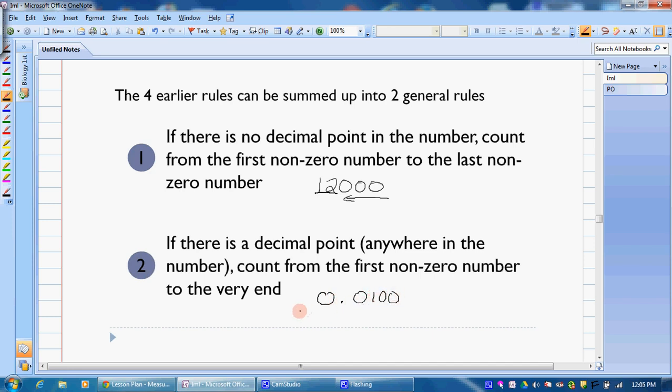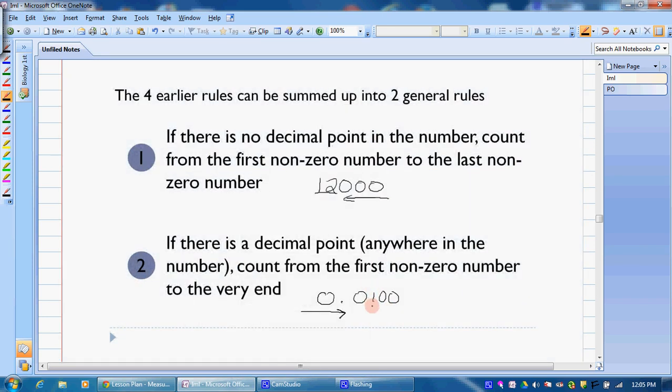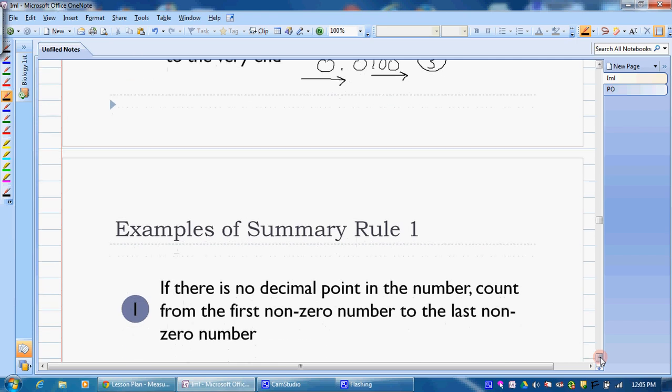If there is a decimal point, like this, you go from left to right. Don't start counting till you get to the first number that's not a zero, and then you count everything from that number until you run out of digits. So if we look here, we would have 2 significant figures. Here we would have 3 significant figures. Those are the easiest two rules to remember. No decimal, you go right to left. Start counting when you get to the first number that's not a zero, and count till you run out of numbers. When you do have a decimal, you go from left to right. Start counting at the first number that's not a zero and count until you run out. So that's how we count significant figures.